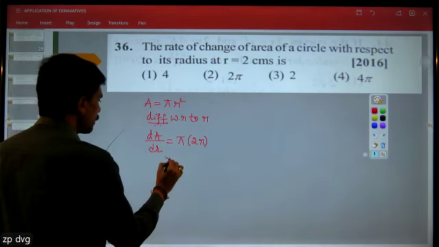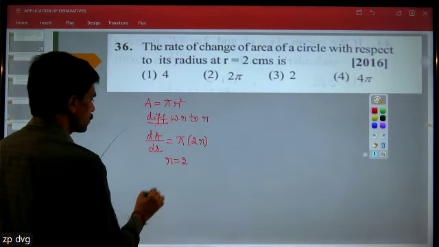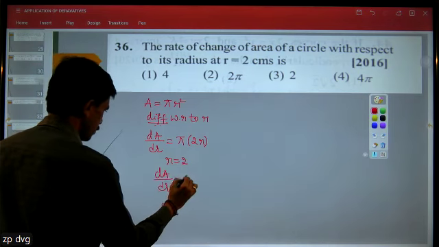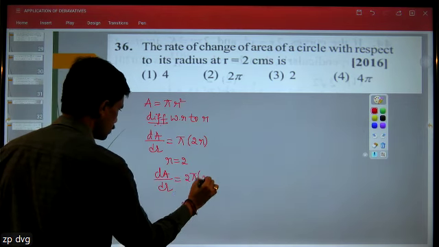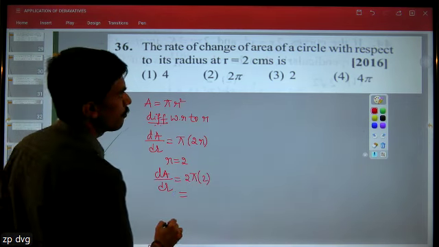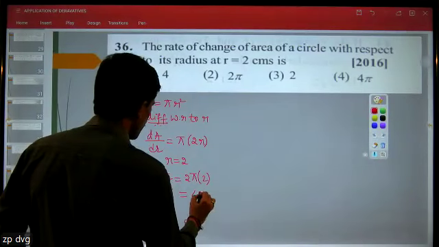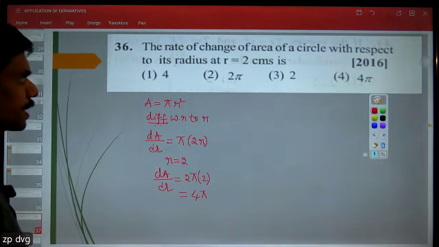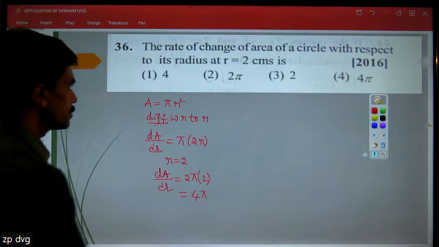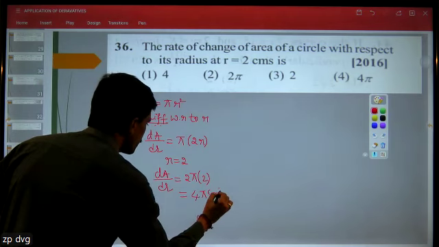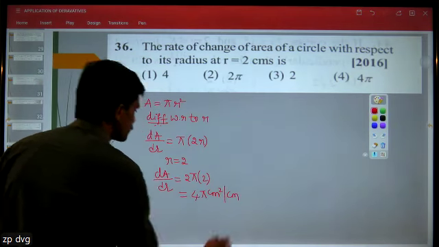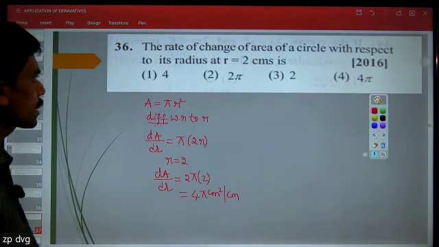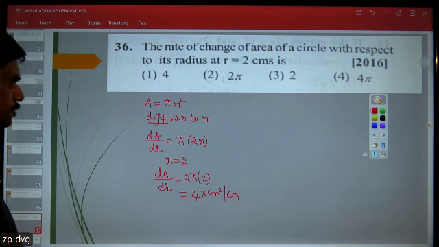They given that the value of radius r is equal to 2. We substitute the value of radius: dA by dr equal to pi into 2 into 2. So we get the answer 4 pi. The unit is centimeter square per centimeter. Okay, 4 pi centimeter square per centimeter. The correct answer is option 4.